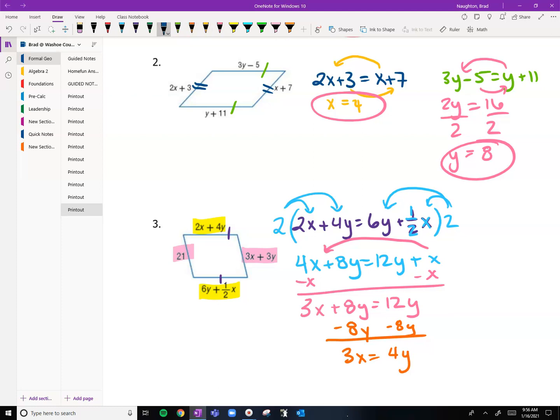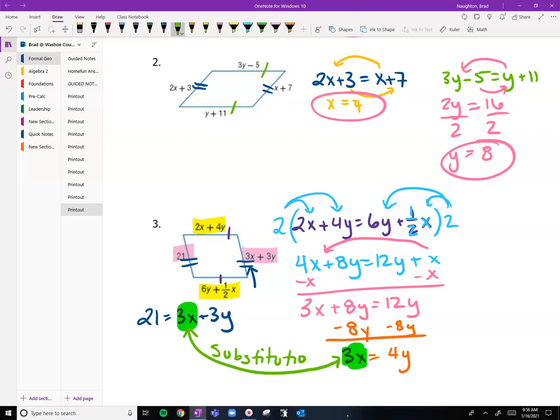But right up here, do you notice that this is a 3x right there? So if I look at this side right here, because we do know that 21 is equal to 3x plus 3y, I already have a 3x right here. And what is 3x? The exact same thing as 4y. So I'm going to use my good old friend substitution to substitute in for that 3x of 4y, because they're the same. We said that they're the same right here.